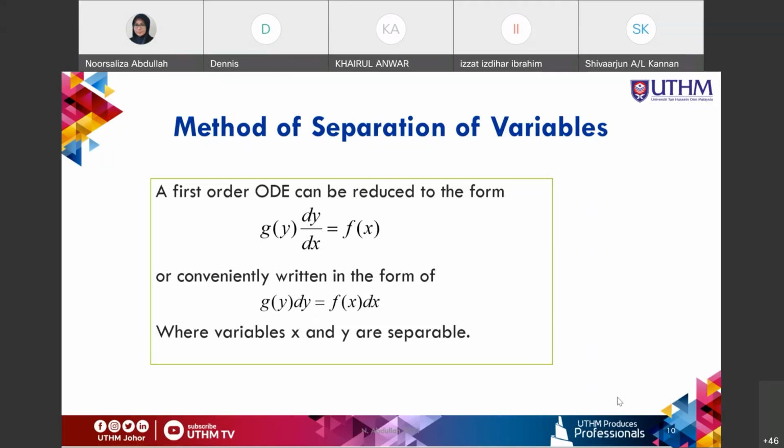Once you rearrange the equation into this kind of form, then you can solve it by integrating both sides. When we have separated the variables x and y, then we can solve it. We solve it by integrating both sides, right and left.